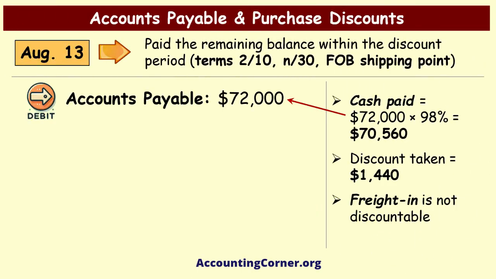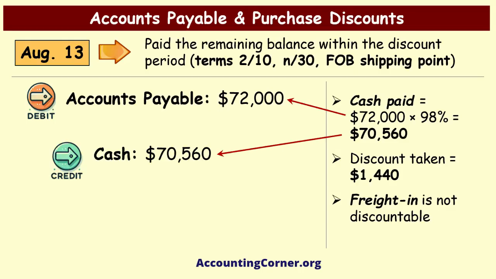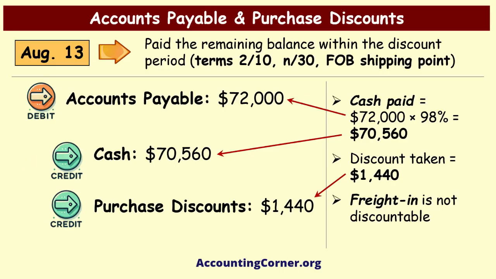Now let's record the calculated amounts. Accounts payable is debited by $72,000, which is full balance of remaining accounts payable. Cash is credited by $70,560, which is accounts payable balance, reduced by 2% discount. Purchase discounts are credited by $1,440, which is 2% of the remaining accounts payable balance.